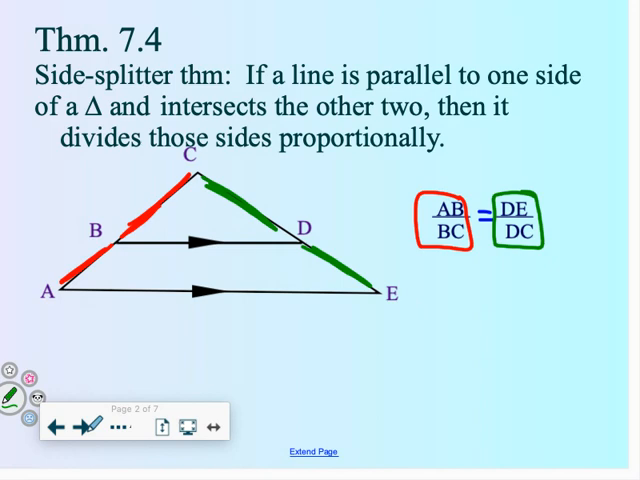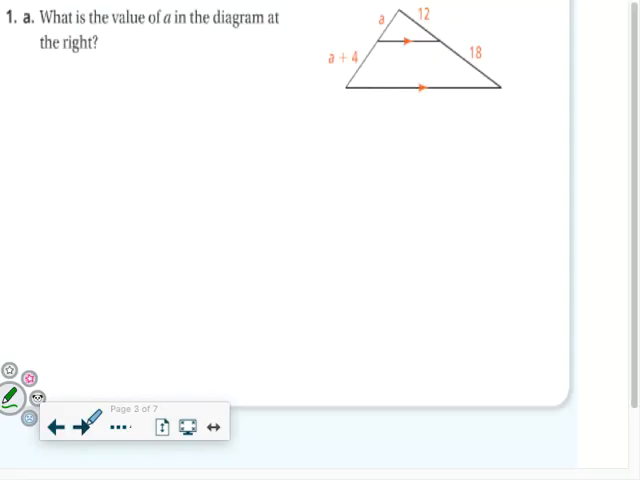So we're going to use this theorem on the next page. If you need to pause to write it down, please do so. Looking here, it says, what is the value of A in the diagram at the right? So we look at this picture. Notice the side splitter, the best way I think of it is you take each side and you turn them into two ratios. We have a proportion now, a ratio equal to another ratio. So we have A over A plus 4 is equal to 12 over 18.